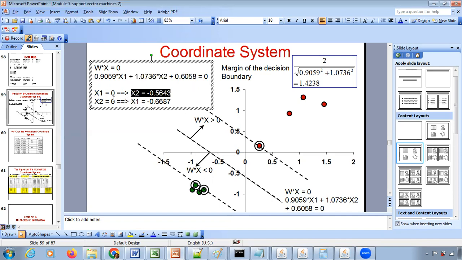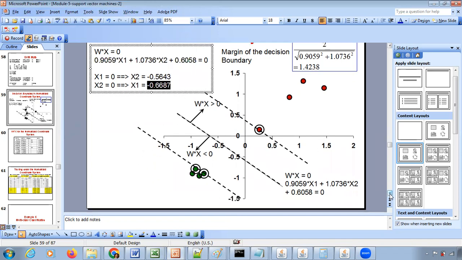And if you want to get the other point, put X2 equals 0, then X1 will be equal to negative 0.6058 divided by 0.9059. That will be this number. So you can plot the 2 points along with the other normalized points and join those lines. We did it several times before. And that will be the line, this line.